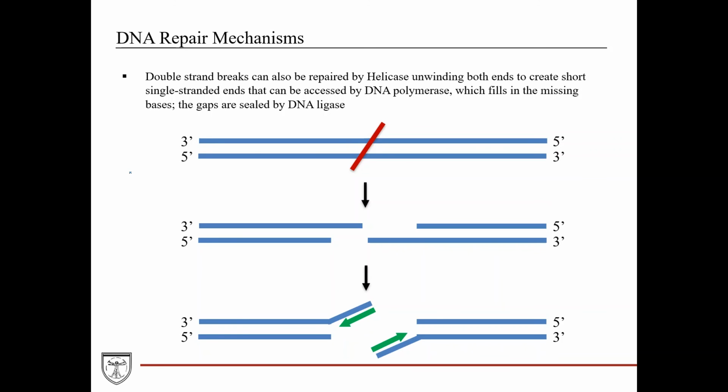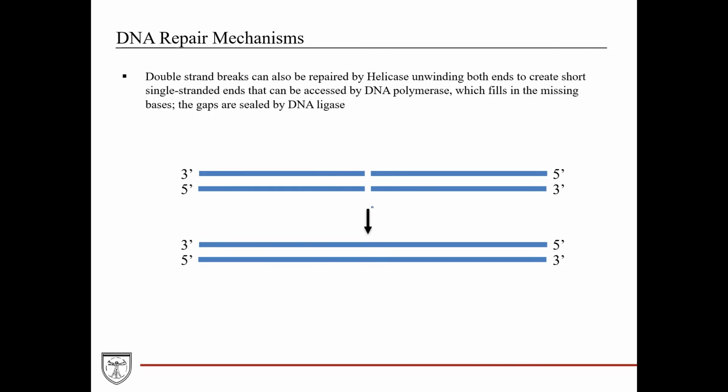So another mechanism is by helicase. Just like in DNA replication, it comes in and it unwinds both ends. And what it does is it creates these short little strands here, and it allows DNA polymerase to come in, as you can see with the green arrows, and fill in the missing bases. So as you can see here, we filled in the missing bases, and then DNA ligase comes in and seals both these gaps, and you have two nice uniform sequences of DNA.